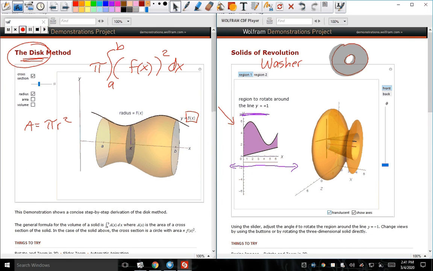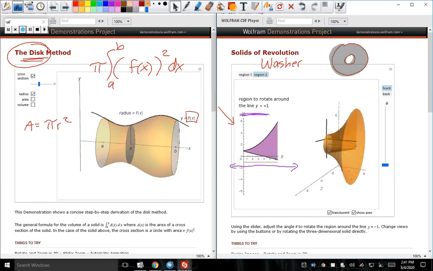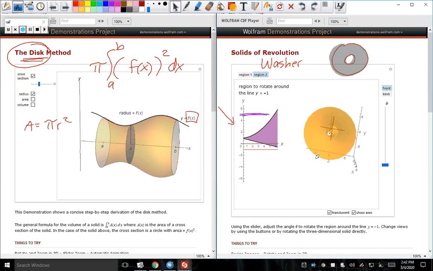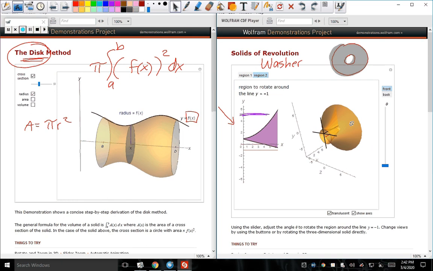Okay? If I had a different function, let's say that I had that function but still rotating it about y equals -1, you notice that the change in the figure, the volume, is a little bit different, but nonetheless, it still has a void in the middle. You can go all the way around.